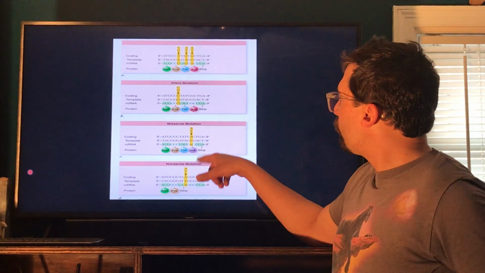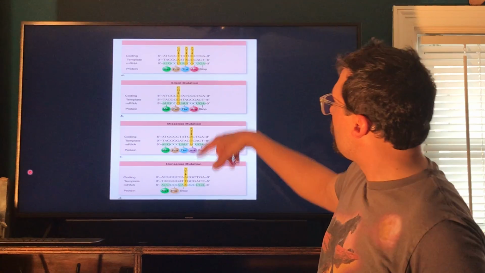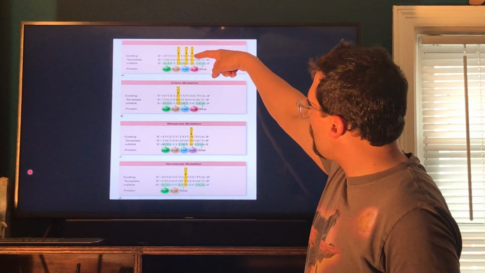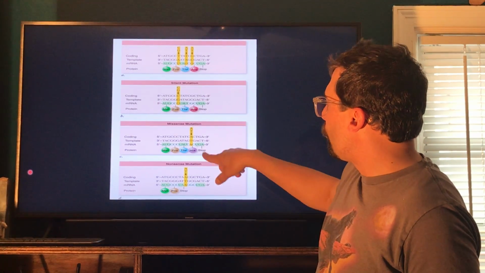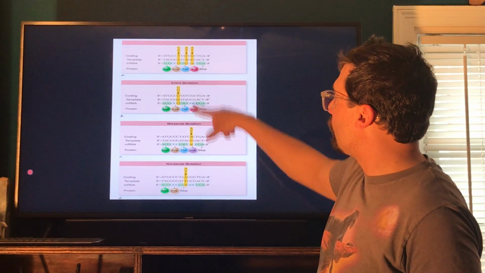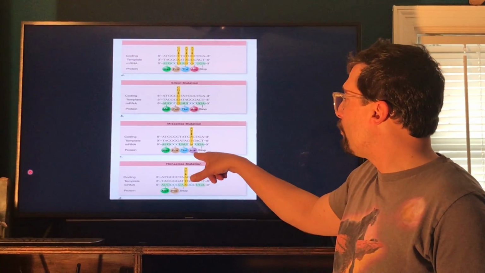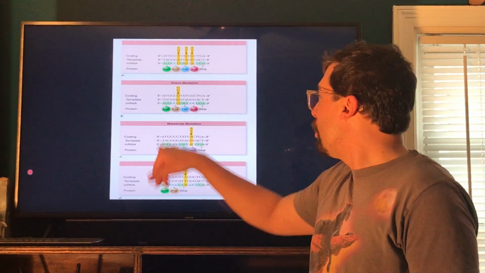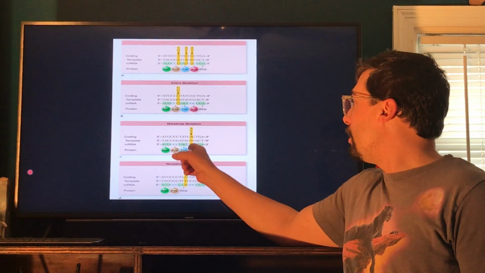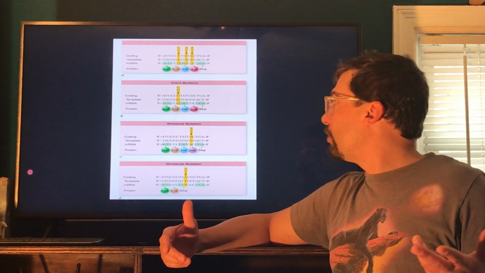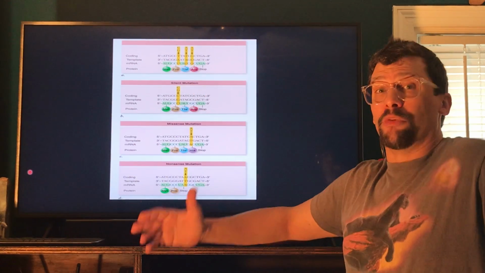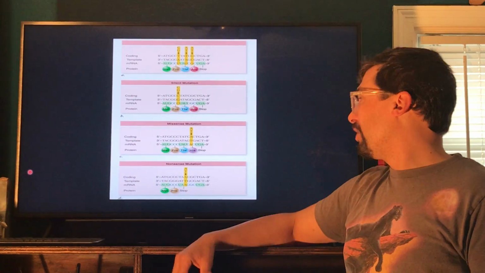Missense. Now, in the missense mutation, you can see what they did over here. It looks like they changed that G to an A, and when they did that, it calls for histidine instead of arginine. So now we've got a new amino acid. So that would be your missense mutation. Is this thing going to fold up the exact same way as this guy?